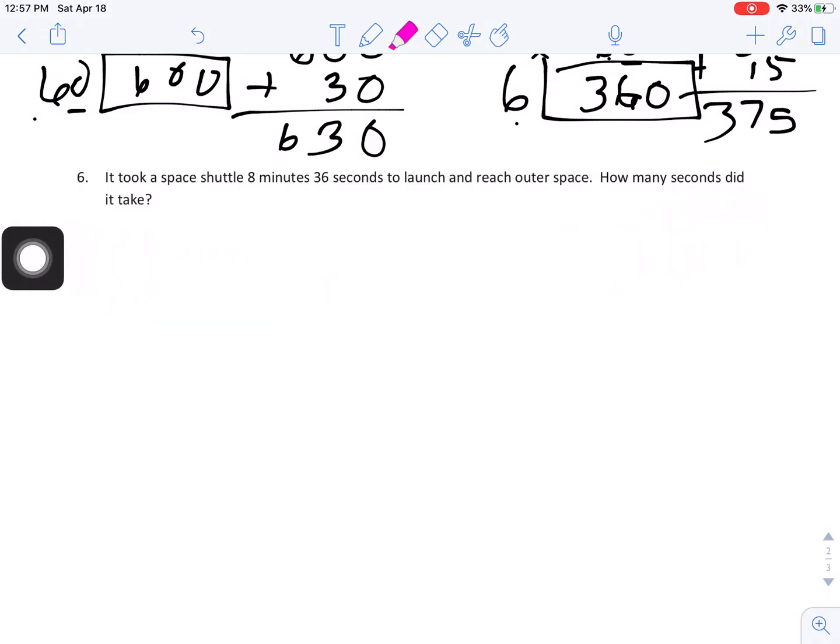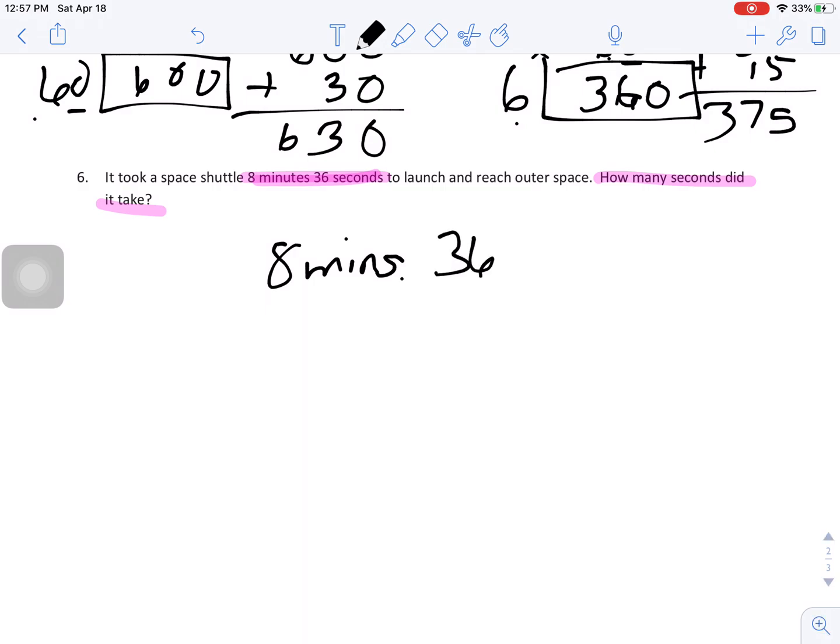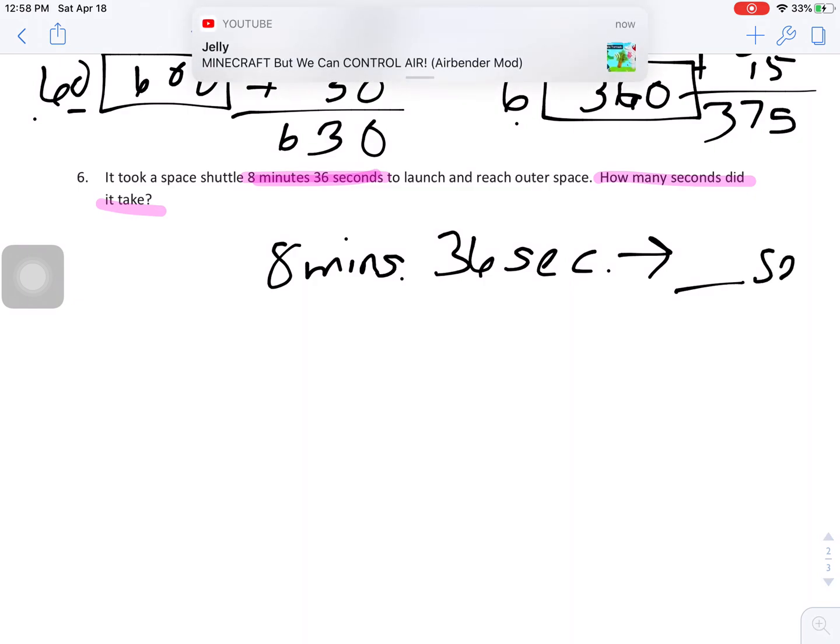So I know that a space shuttle is shooting up into outer space, and they timed it from the time it launched to the time it reached outer space, and it took 8 minutes 36 seconds. I need to find out how many seconds did it take. Well, I already know it took 36 seconds, but now I need to change these 8 minutes to seconds. So I'm going to go 8 minutes, and I'm going to abbreviate it, MINS for minutes, 36 seconds, and I'm going to put SEC as seconds. And then I'm going to change these to blank seconds.